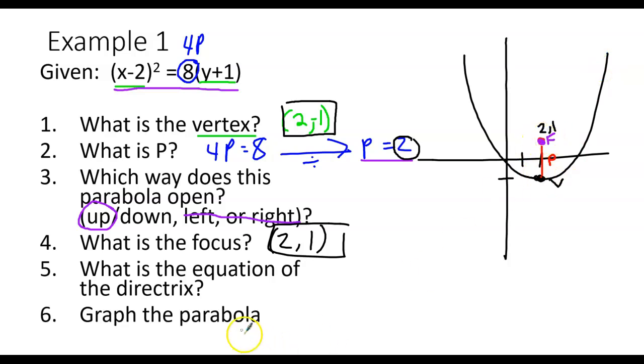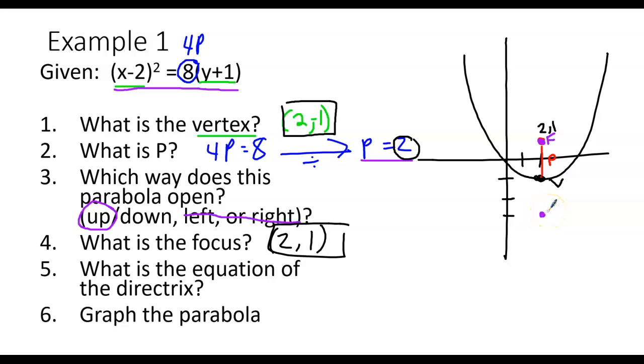All right, now the directrix. What is the equation of the directrix? Well, let's draw it first. The directrix will always be the same distance away from the vertex as the focus is, but on the opposite side. So my focus is 2 spaces away from the vertex. Therefore, my directrix will be 2 spaces away as well, just in the opposite direction. So here, my directrix will be down here.